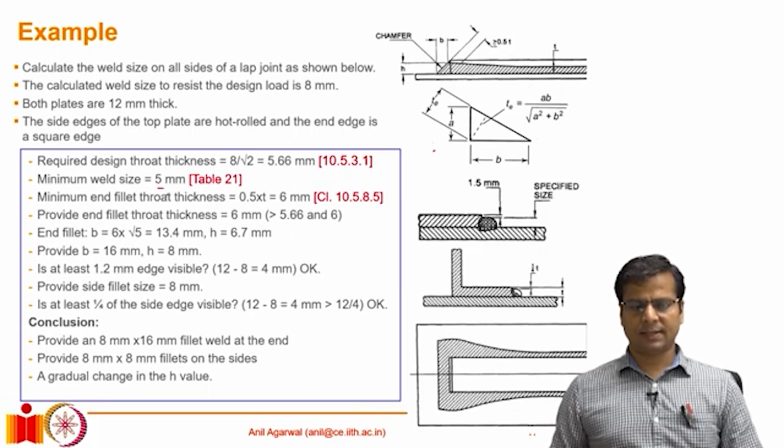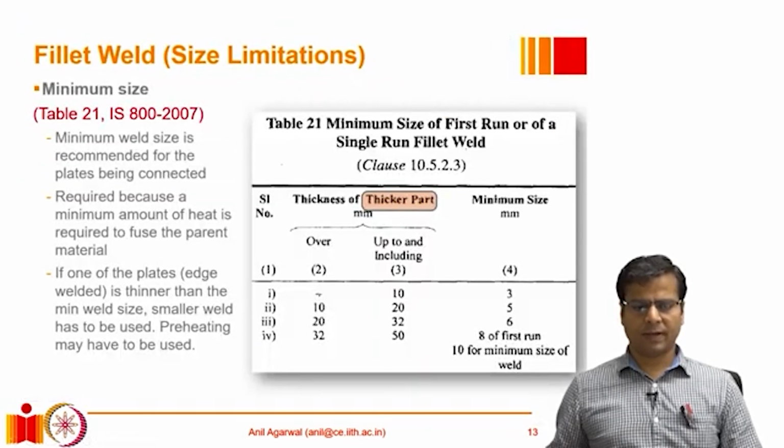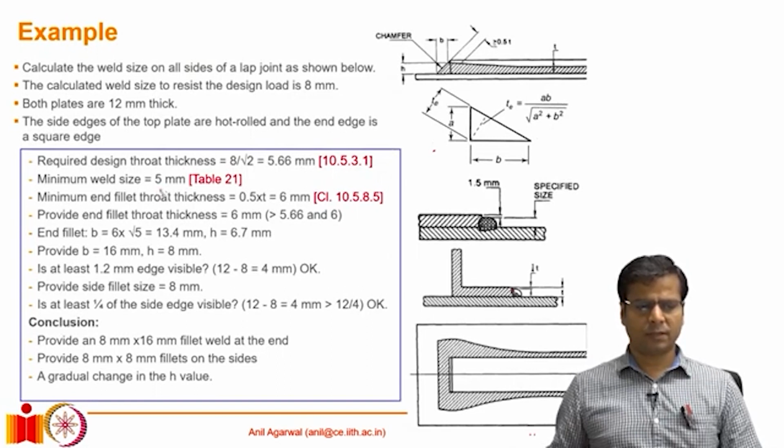What is the minimum weld size that is allowed? So we will look at the plate thicknesses. We'll go to Table 21. Table 21 of IS 800 says that for a plate thickness that varies between 10 millimeter and 20 millimeter, the minimum fillet should be at least 5 millimeters. So for a plate of 12 millimeter, which falls between 10 and 20, the weld should be at least 5 millimeters in size, which is okay because the throat itself was 5.66 and the weld size required for the design requirement itself was 8 millimeters. So no issues.